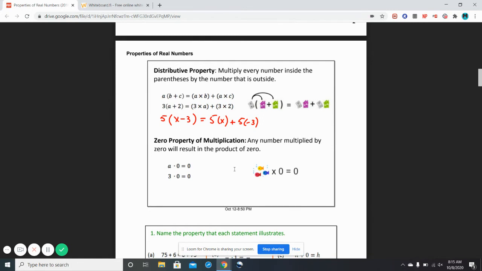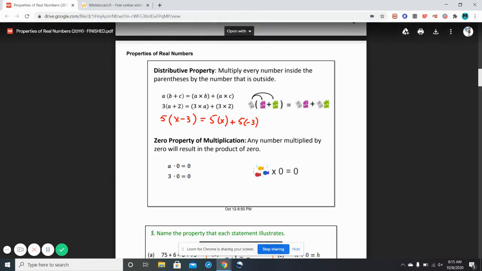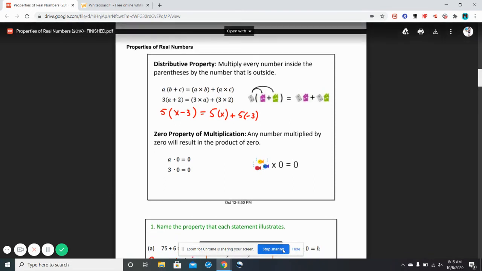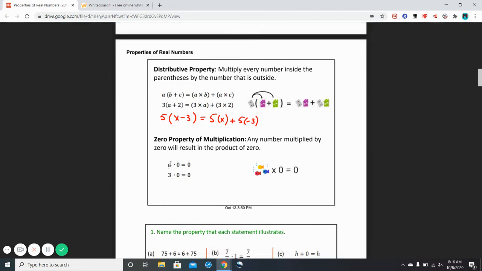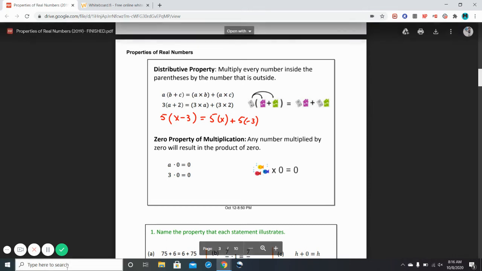And then finally, the zero property of multiplication. Any number multiplied by 0 will result in the product of 0. As you see here, a times 0 would get you to 0, and 3 times 0 would again get you to 0. So you have the original number times 0 equals 0. Any number times 0 will get you 0. Alright, but now let's practice identifying them.